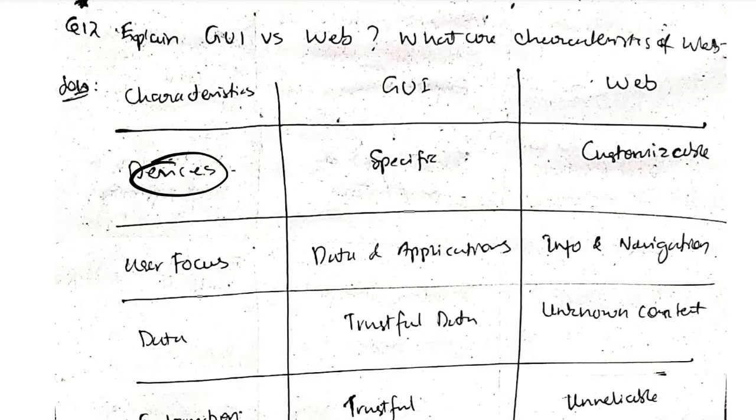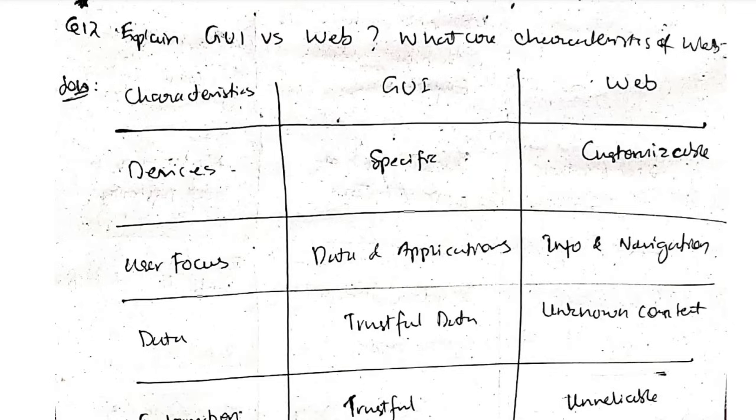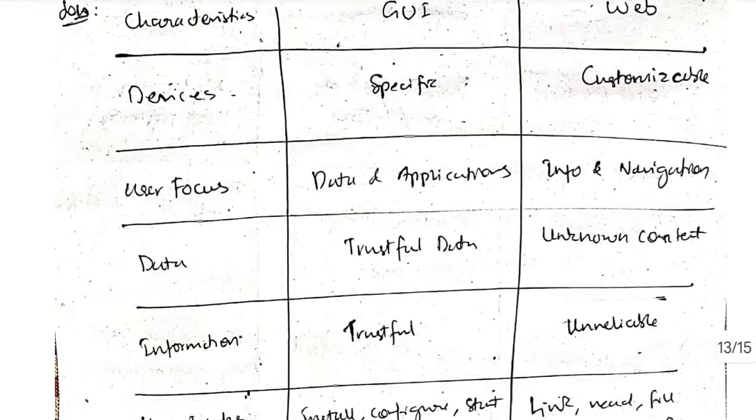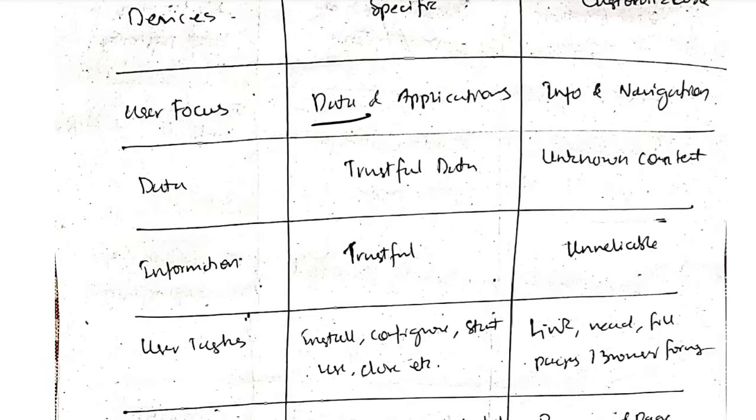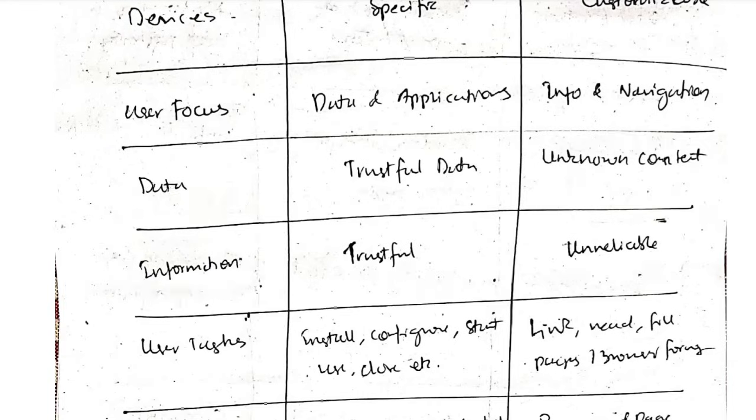And here the first characteristic is devices. GUI is for a specific device. Web is customizable, like it can be used for different purposes, but when you use it for GUI, it is for a specific device. User focuses more on data and applications in GUI, whereas information and navigation is more in web. Data is trustworthy in GUI, whereas in the web it is unknown content and unreliable. It is not tested.